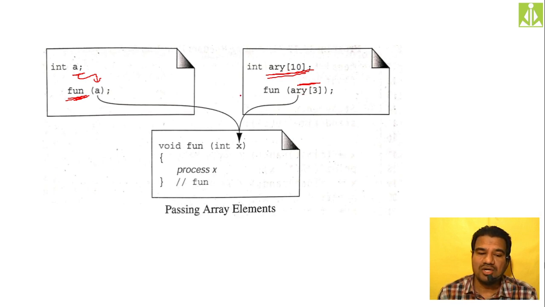So in order to receive this individual array element at the called function, this is my called function, I need a normal formal parameter variable only. Like how you receive a normal actual parameter, a normal variable parameter, in that same way we receive the array element as well.